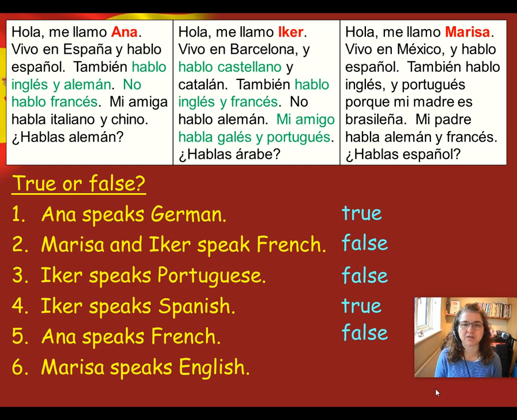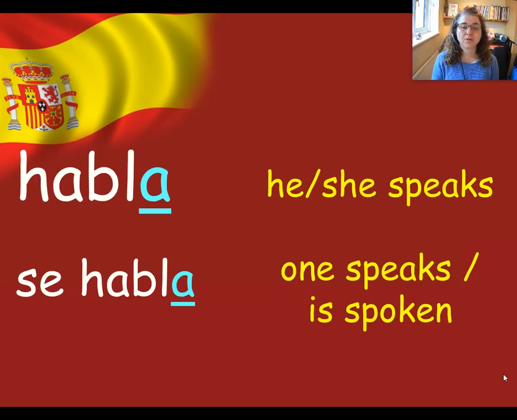I don't speak French. And finally, number 6, Marisa speaks English. Is that true or false? That one is true. She says, también hablo inglés. I also speak English. How did you get on? Did you find the necessary information? And of course, did you spot the difference between hablo and habla? Very good. So we know that habla means he speaks or she speaks.